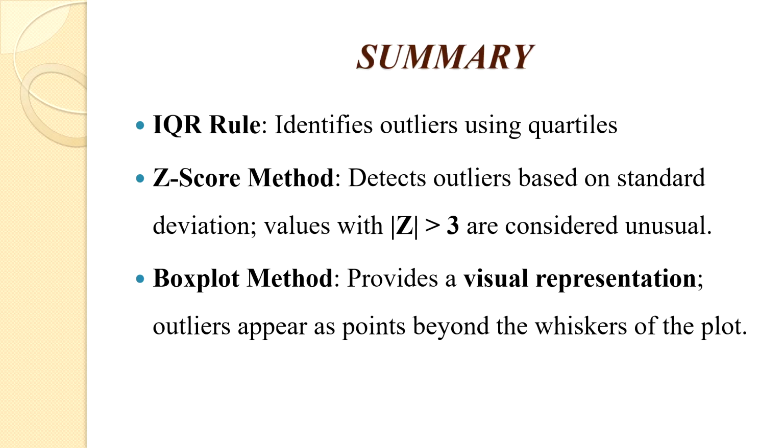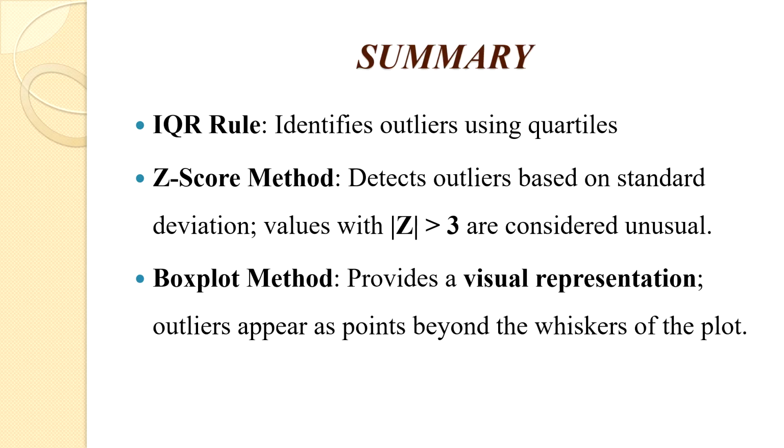The next one is the Z-score method. In the previous slide, we saw so many interpretations of the Z-score method. If Z is equal to 0, what is the meaning? If Z is greater than 0, like that, we saw some of the interpretations of the Z-score and some general rules for the normal distributions. So it detects outliers based on a standard deviation. If the value is greater than 3, it will be considered as unusual.